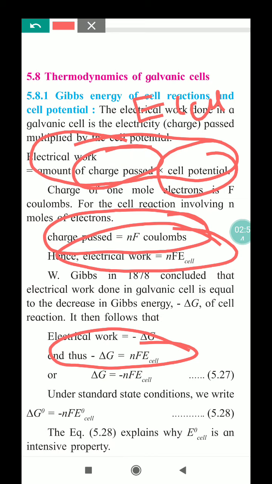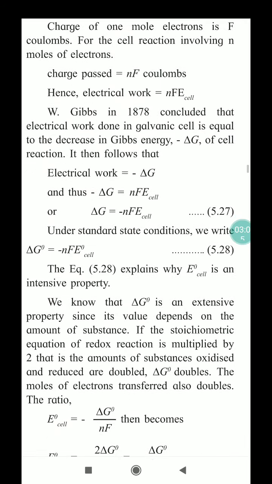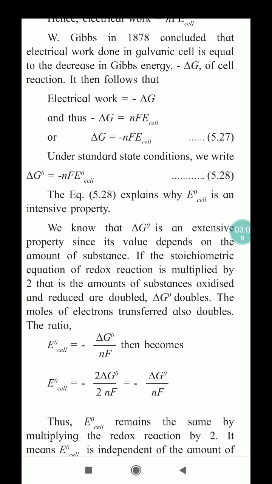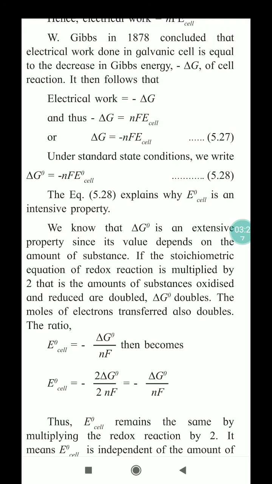Now here, in the standard state, del G0 is equal to minus nF times the standard EMF of the cell. Now del G is an extensive property since its value depends on the amount of substance. If the stoichiometric equation of the redox reaction is multiplied by 2, 3 or any number, the substance oxidized or reduced is doubled, tripled and so on.